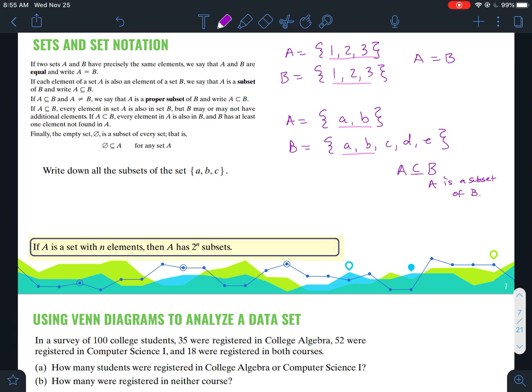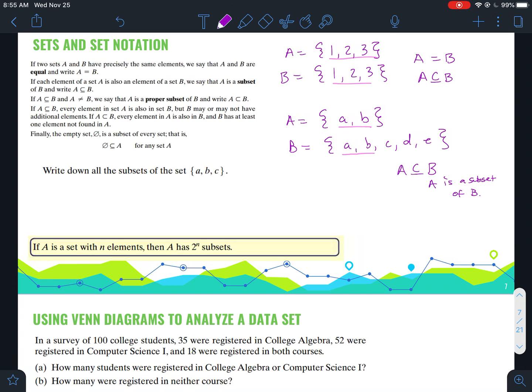And the symbol we use for the subset is an elongated C with a bar underneath it. And I usually say A is contained in B, but I think the actual way we're supposed to say it is A is a subset of B. Now, up here we had A is 1, 2, 3 and B is 1, 2, 3. A is technically a subset of B because all of the elements of A are in B as well, but it's not a proper subset.